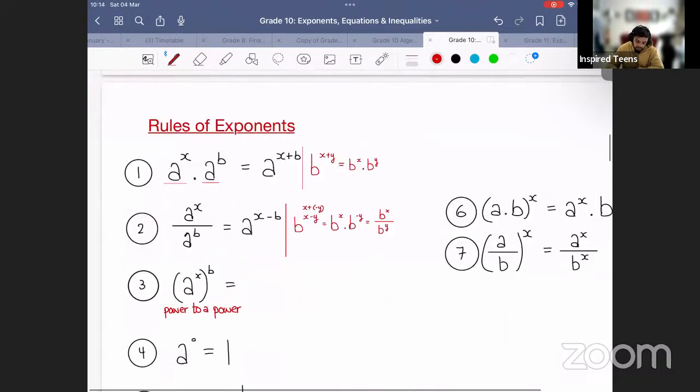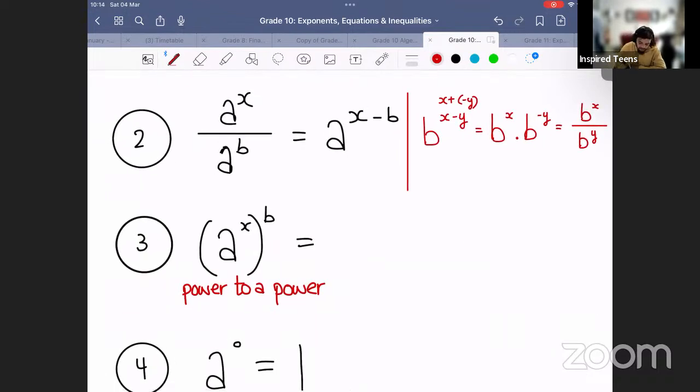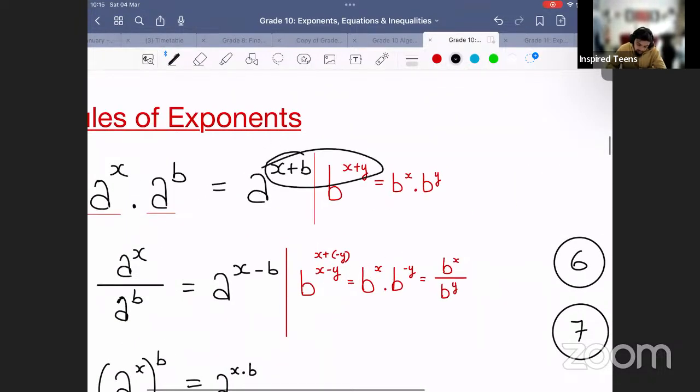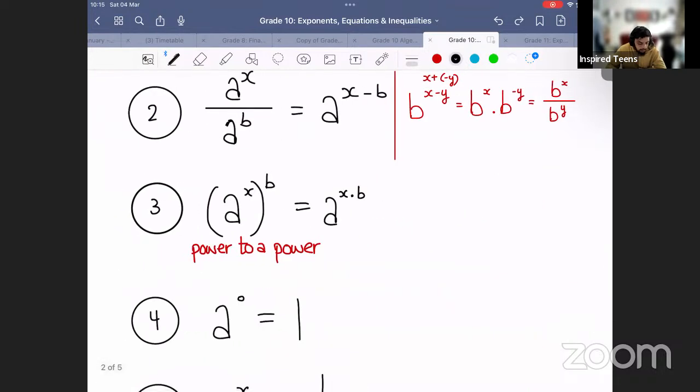Exponential rule number 3. This one is referred to as power to a power. It is basically when you have a base with an exponent, and that whole thing you raise to another power. How do we simplify this? We simplify it by doing a to the power of x times b, multiplication. So remember, in the previous rule we add the exponents. Here, if it's a power to a power, we multiply the exponents to get the new answer.